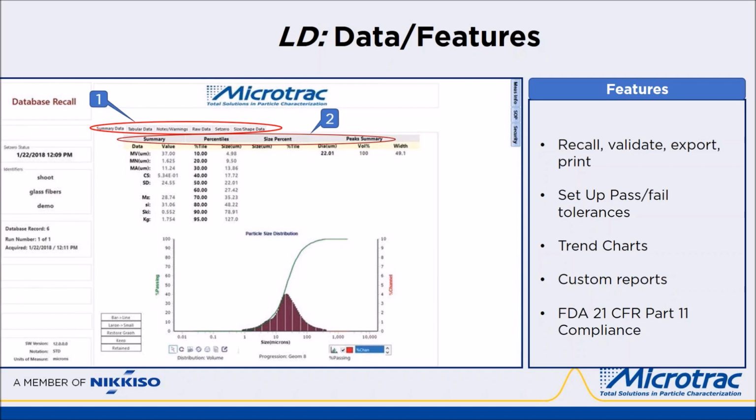Below that row, callout 2, is the laser diffraction data in this display view. The list of summary data, percentiles, size percent, peak summary, and below that the size distribution graph. To the right is a list of more features accessible. Recall, validate, export, and print data. Set up pass-fail tolerances. Create trend charts and custom reports, and compliance with 21 CFR 11.